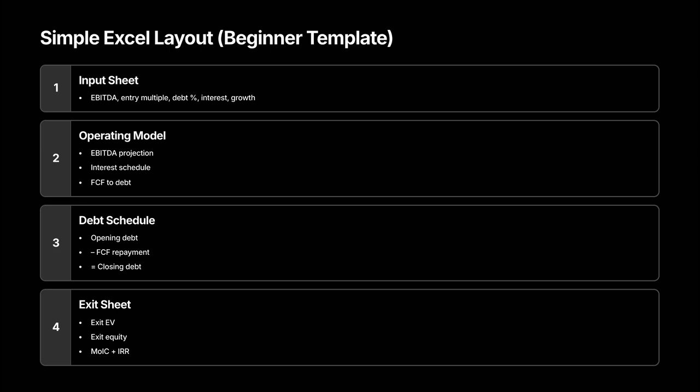Simple Excel layout, beginner template. You can build this model in 4 simple blocks. Block A, inputs, EBITDA, multiples, debt percent, interest rate, and growth. Block B, operating model, EBITDA projection, interest schedule, and free cash flow.